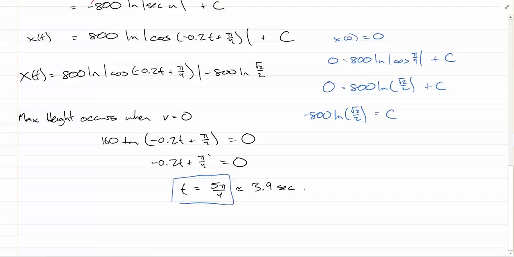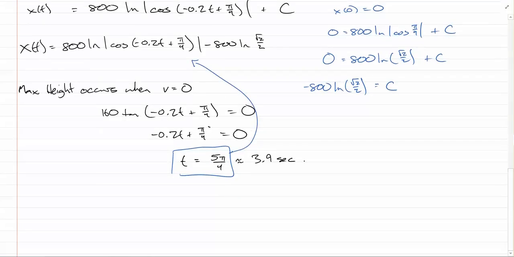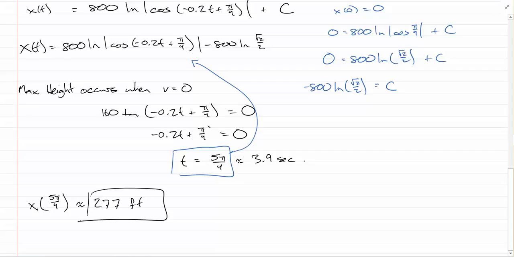All you have to do is plug that t value into your height function to get that maximum height. So x of 5 pi over 4, let's just type that into our calculator. It's approximately 277 feet. So that would be the maximum height.